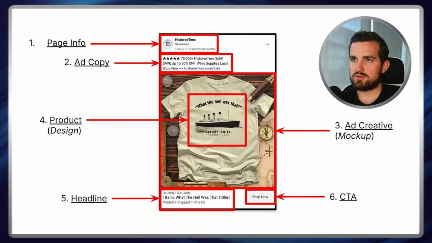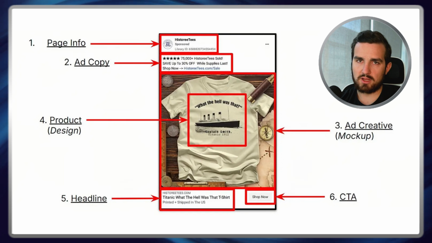So at the very top, and this is just from top to bottom, not in order of priority, we have our page info, which is just our page name and our logo. Second, we have our ad copy, which is where we have an attention grabbing first line. Second line is an urgency or reason to buy now, basically. And then third line is the CTA, call to action, link to buy now.